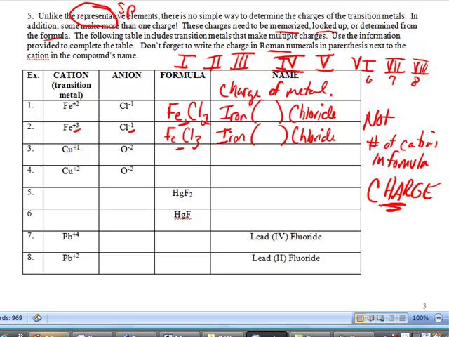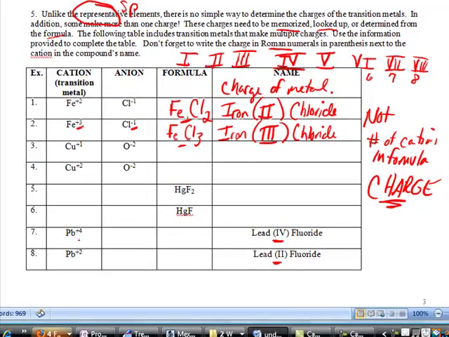Charge of your metal. Okay, so iron in this case makes a +2 charge. Over here makes a +3 charge. So like right away, if I look at this, I know lead makes a +4, and I know this lead makes a +2. That makes my life super easy. You like to see Roman numerals and names because you don't have to do any thinking.